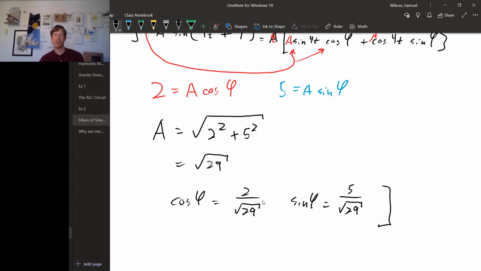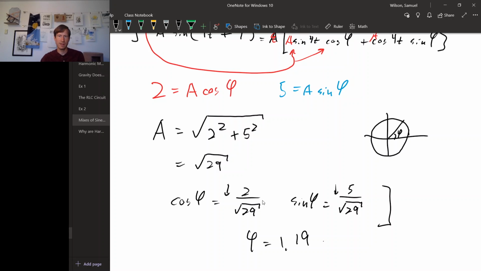We can use these 2 equations to determine phi. You do need both equations because whether there's a plus or a minus sign on these 2 will determine what quadrant your angle phi has to be in. For this particular example, since they're both positive, we know that this angle phi is going to turn out to be in the first quadrant, and so we can just use inverse sine or inverse cosine to find what this angle phi is. So let's do that. I'm going to do inverse sine, making sure I'm in radian mode, of 5 divided by square root of 29. Close off all my parentheses, and I get that phi is 1.19, and that's in radians.